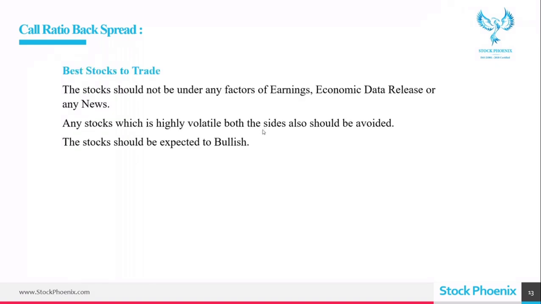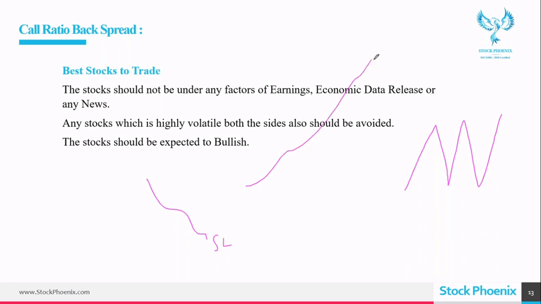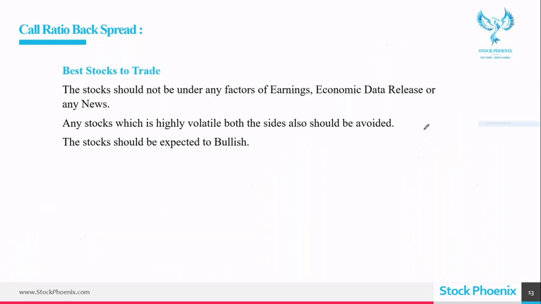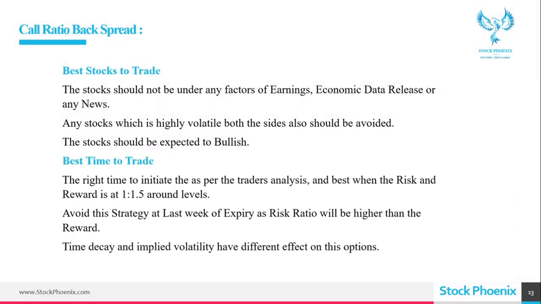Next, best stocks to trade. The stock should not be under the factors of earnings. That means the stock should not move like this. It can either come down and hit your stop loss, that is fine. It can go up and hit your target. Of course, every time we say go up, it will not go up like this. It should go at least like this. So it should hit the target. It should not go sideways.